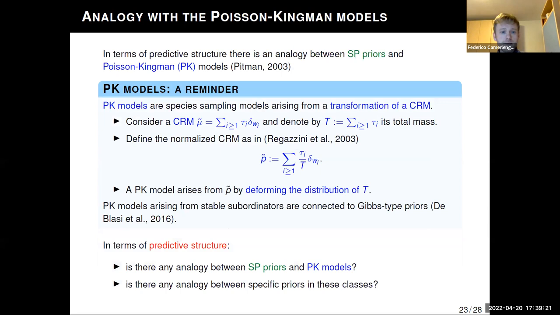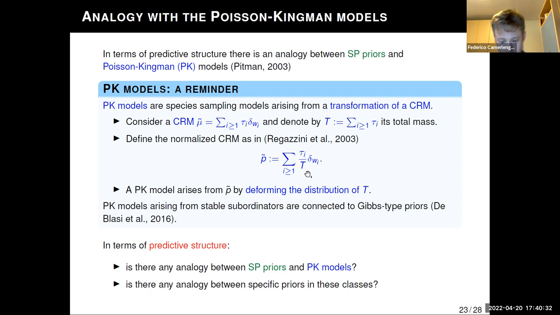Then I would like to discuss some connections: the connection of scale process priors and Poisson-Kingman models in terms of the predictive structure. Just to recall the definition, Poisson-Kingman models are very popular in species sampling. They arise as suitable transformations of completely random measures. You consider a completely random measure, and denote by T its total mass. In the style of Regazzini and coauthors, you can define a normalized random measure by normalizing the completely random measure by the total mass T. Then you get a random probability measure. A Poisson-Kingman model arises by a suitable deformation of the distribution of this total mass T.